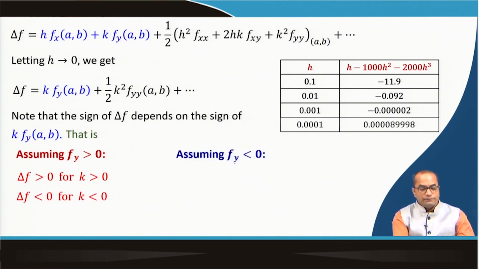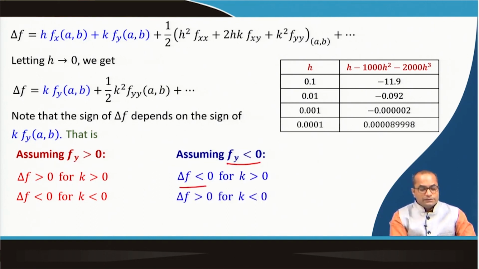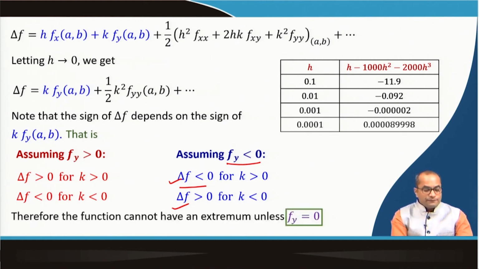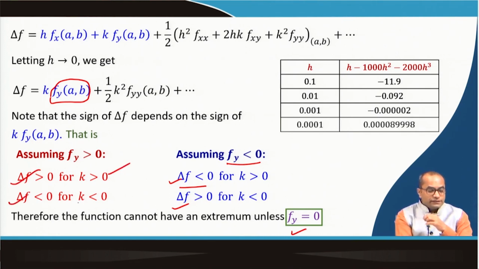Similarly, if we assume that f_y is a negative number, we have a similar situation, that delta f will be negative, delta f will be positive. So, if we are claiming that this point (a, b) is a point of extremum, that means either delta f will be positive or delta f will be negative. This can only happen when f_y is 0, because if f_y is not 0, what we have realized is that delta f changes its sign. Delta f is positive here for k positive, delta f is negative for k negative, it is changing sign.